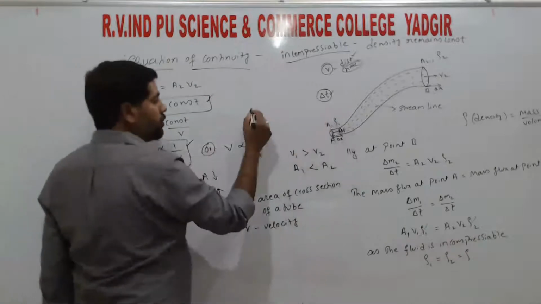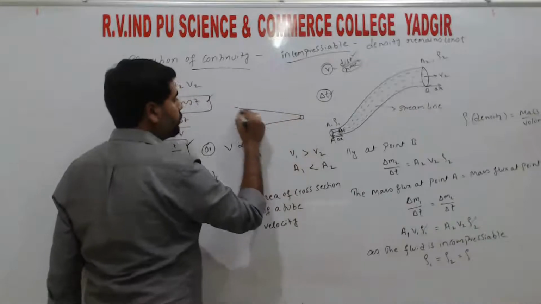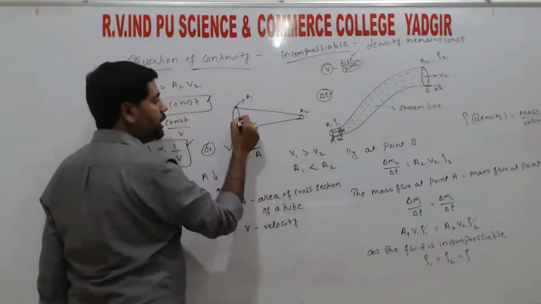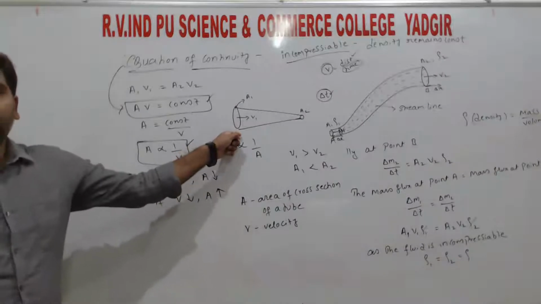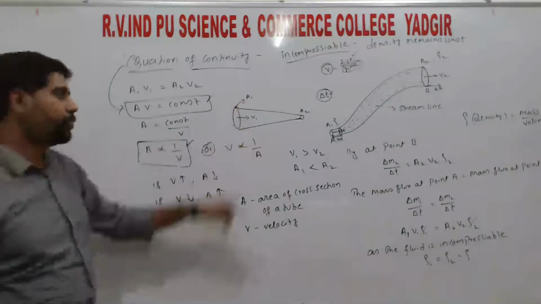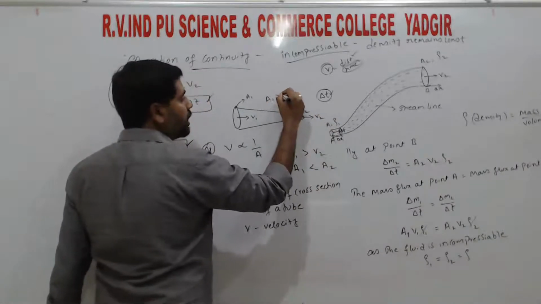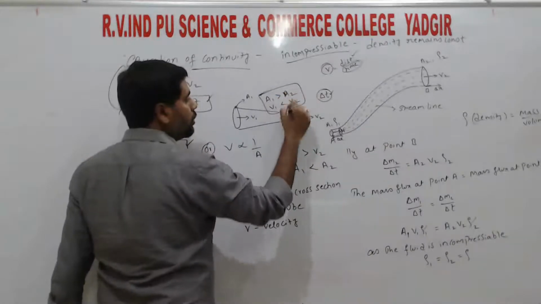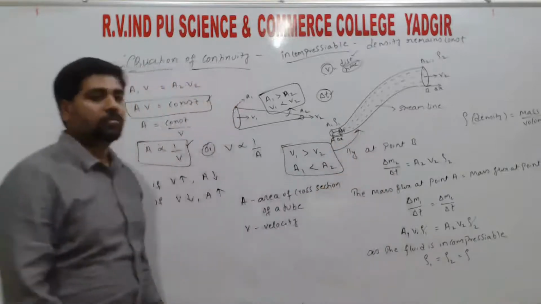It need not be in this shape, you can draw it in any shape. So here the area of cross section is A1, A2. Here, will velocity V1 be more or less in this diagram? Velocity at A1, velocity at A2. Here A1 is greater than A2, so hence V1 is less than V2. This is the condition for this diagram, right?